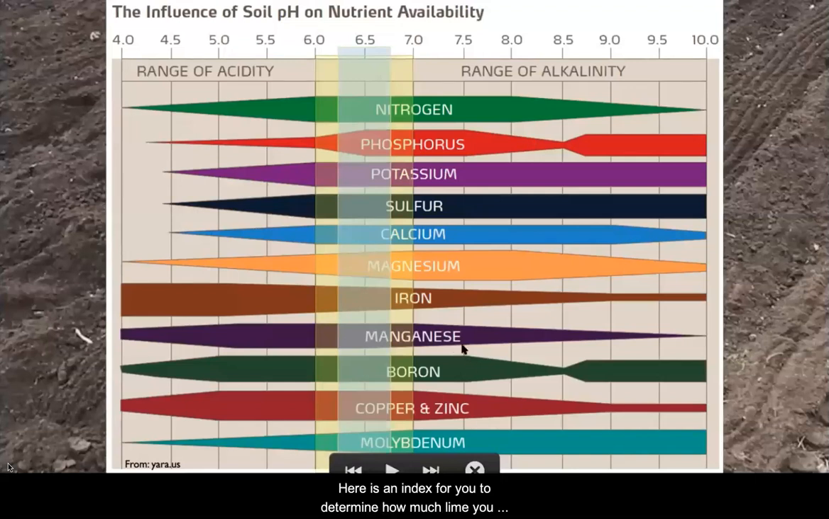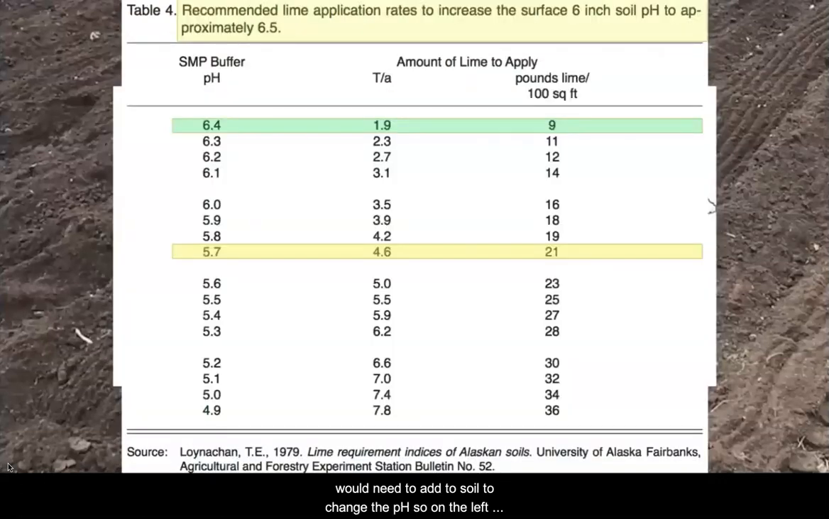Here is an index for you to determine how much lime you would need to add to soil to change the pH. So on the left, we've got that buffer score. And remember, that's an indicator of how much lime we would need to add. Well, when we look this up on our chart, if we've got a buffer score of 5.7, we're going to need to add about 4.6 tons per acre to change our pH to 6.5.